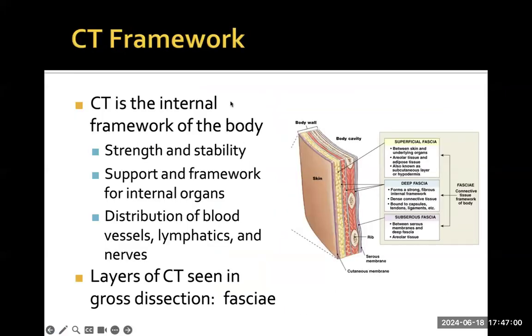Okay, and then here's an overview again of connective tissue framework. So your CT is going to be an internal framework of the body. It's again for strength and stability. It helps provide support for your internal organs and then helps distribute blood vessels, lymphatics, and nerves.